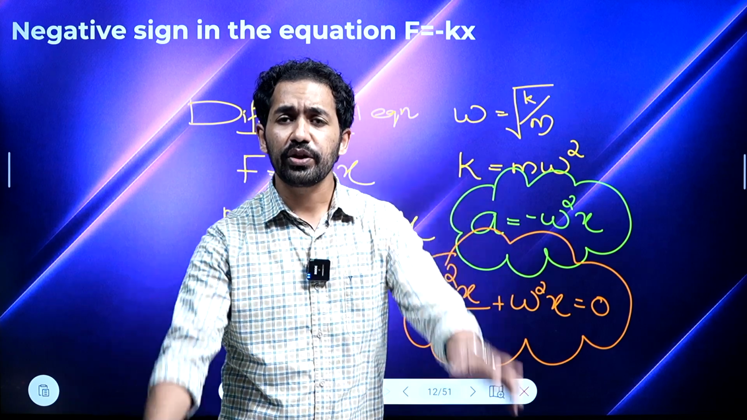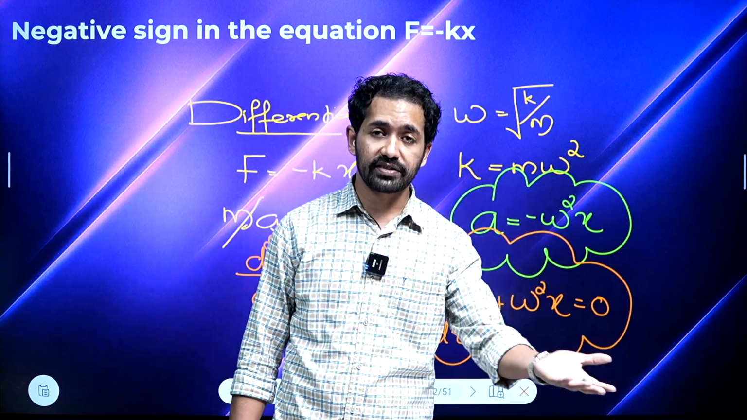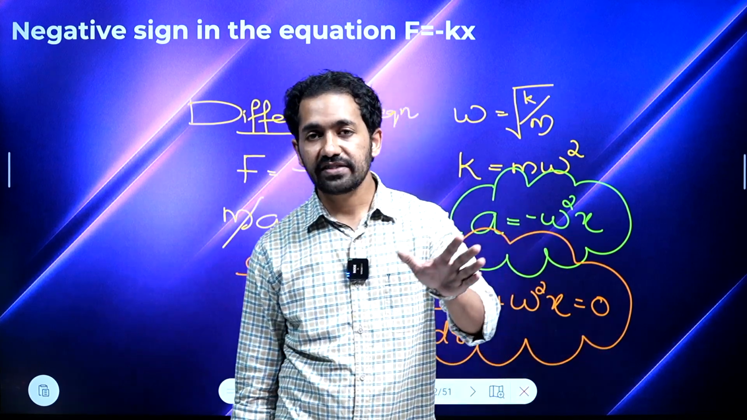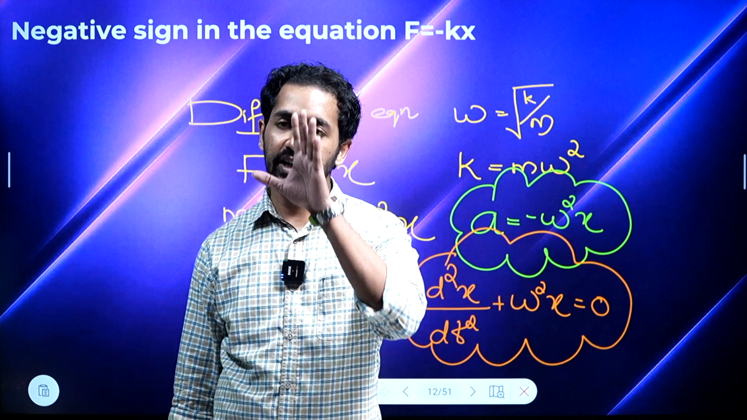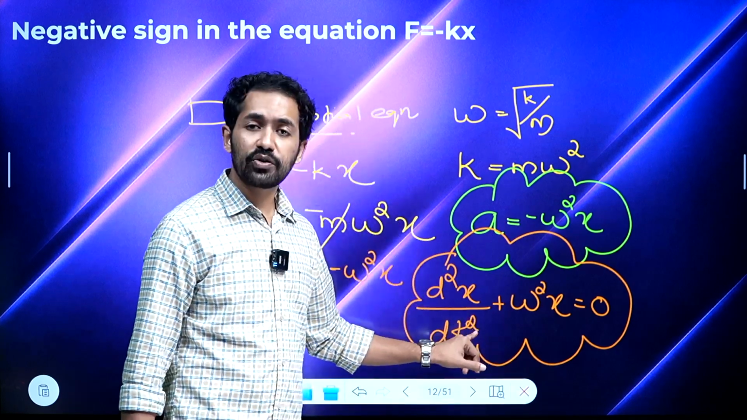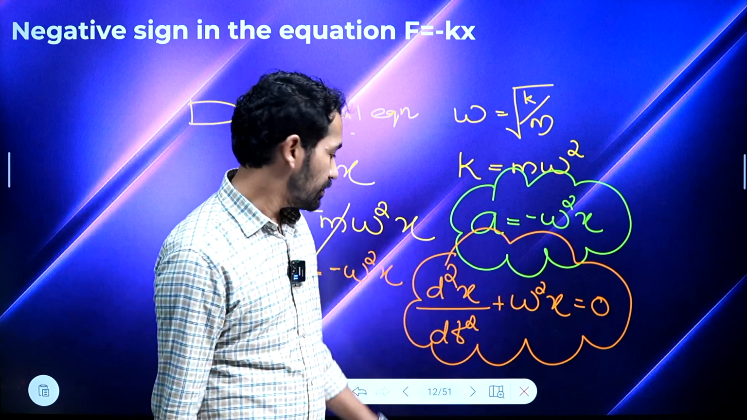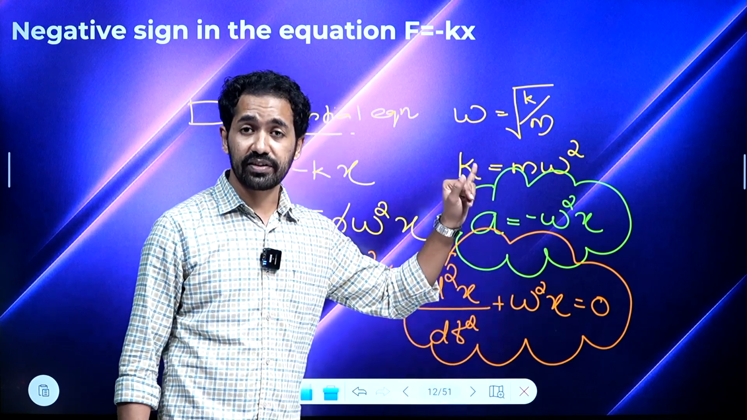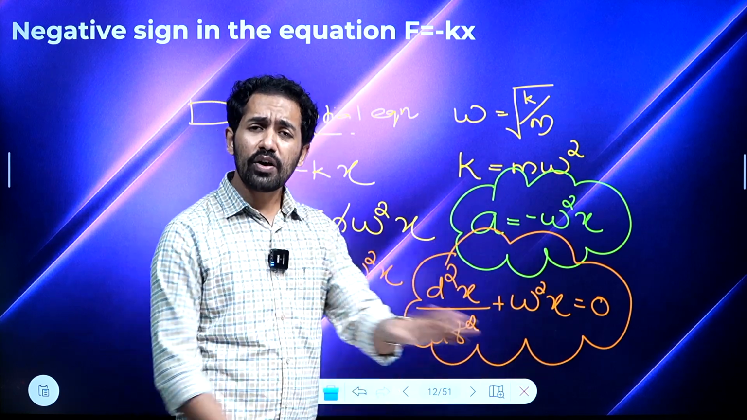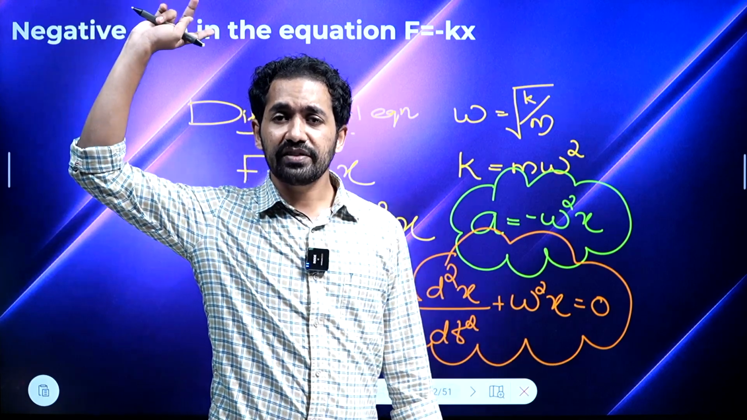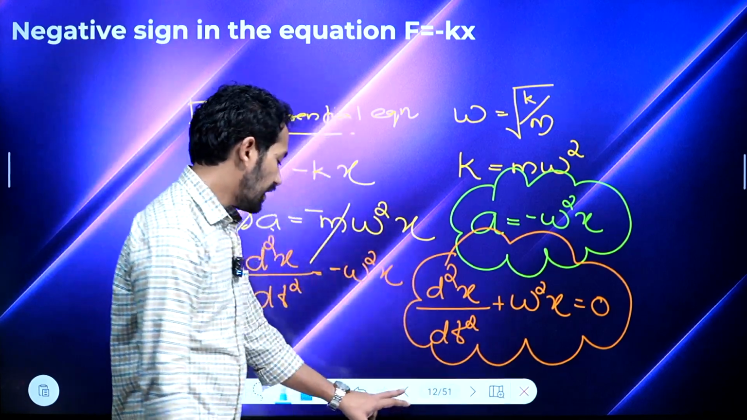So you are having just two equations which are a equal to minus omega square x, and the second one d square x by dt square plus omega square x is equal to 0. And this is what you call the differential equation of an SHM. Differential equation of an SHM is d square x by dt square plus omega square x is equal to 0. You are getting all this from the basic equation F is equal to minus kx, correct?